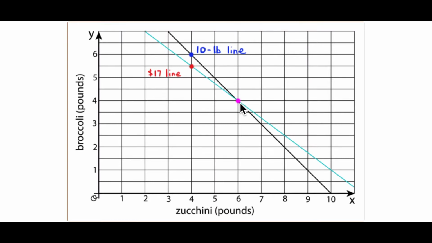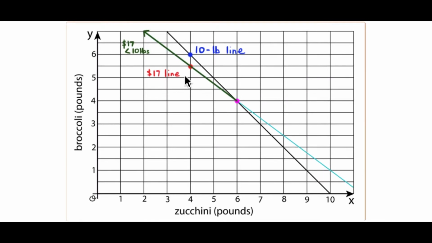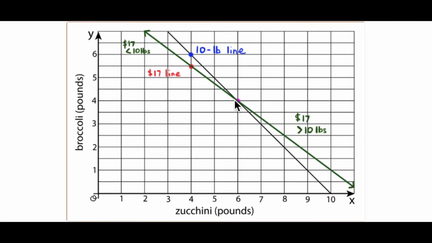But what's happening at points other than this intersection? So usually it stops there. We've solved the problem. It's the intersection of the two graphs. The coordinates are. But what happens at these other points that are not on this intersection? So up here, the cost is $17, but it's less than 10 pounds. So why is this less than 10 pounds? And then it flips. Down here, it's still the cost of $17, but now the weight is greater than 10 pounds.